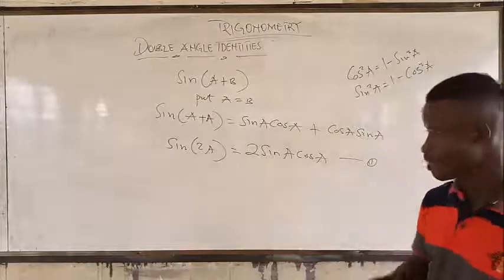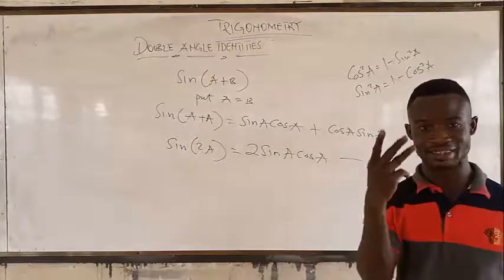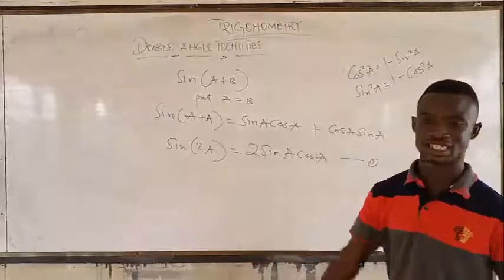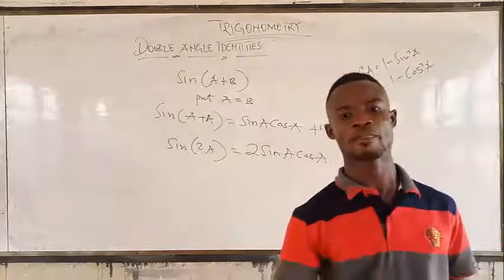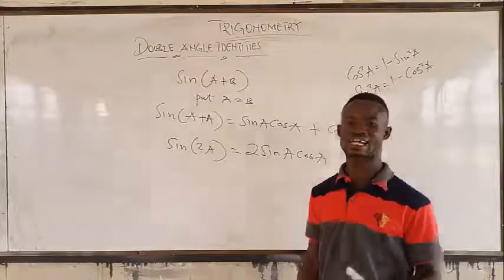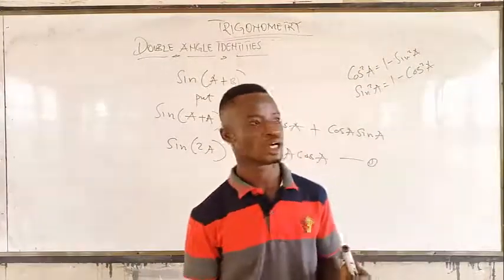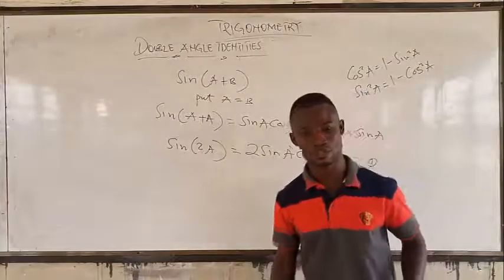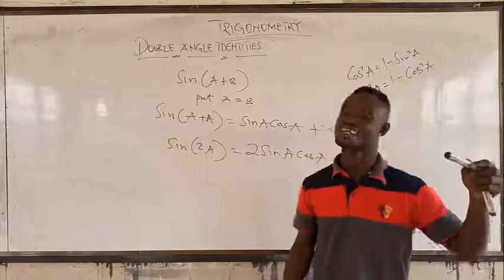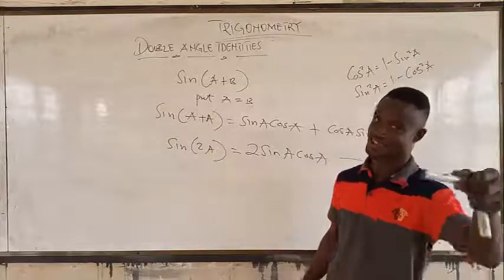Can you get any other again? That is all. For cos, you get 3 identities for double angle. For sine, you get 1, and that is only this. Let's move on to use the identity. Okay, what about if you want to get the double angle for tan? What will you go for? That is tan. You go for tan A plus B.